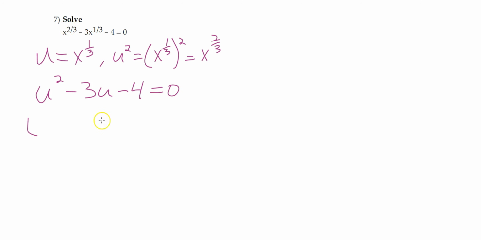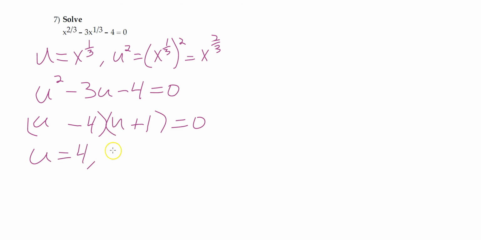This one looks like it might factor, so let's just factor it. We always have the quadratic formula to fall back on if we can't figure the factoring out. So 2 and 2 won't give 3, but 4 and 1 will. And if I have a minus 4 and a plus 1, that will make minus 3. So I have u equals 4, and u equals negative 1.